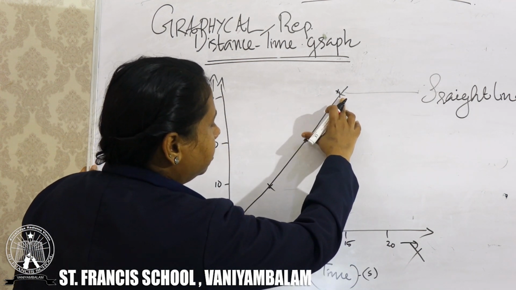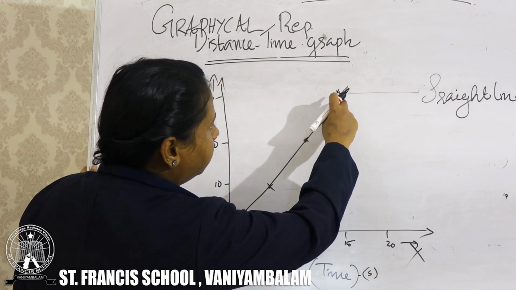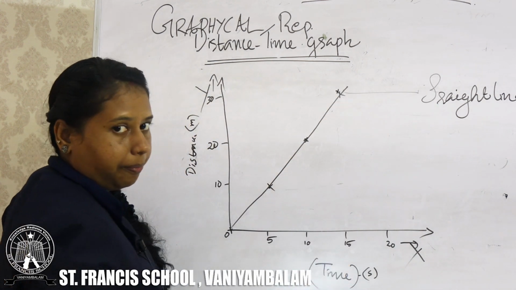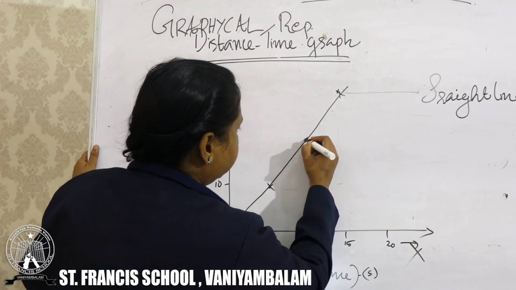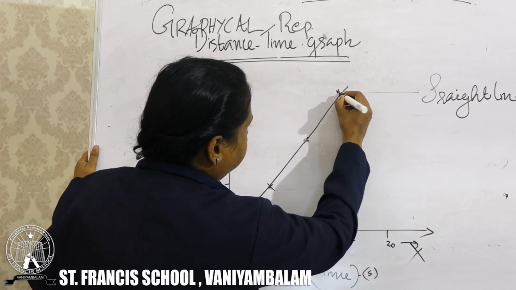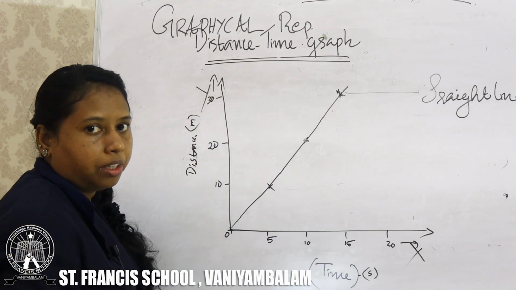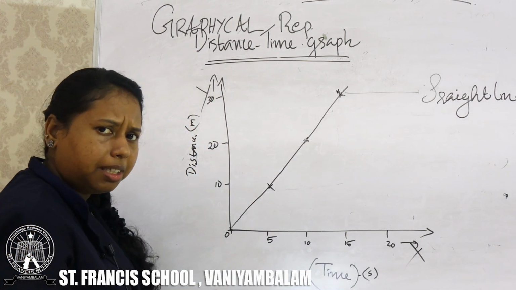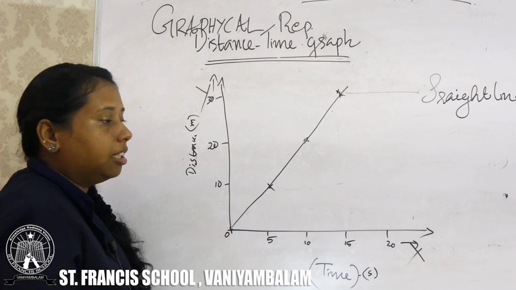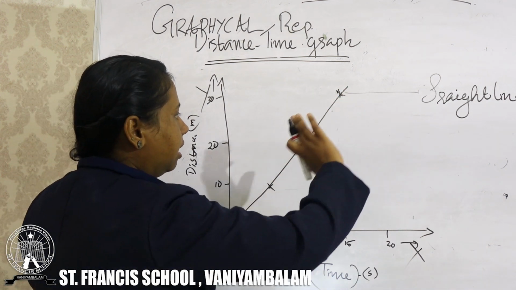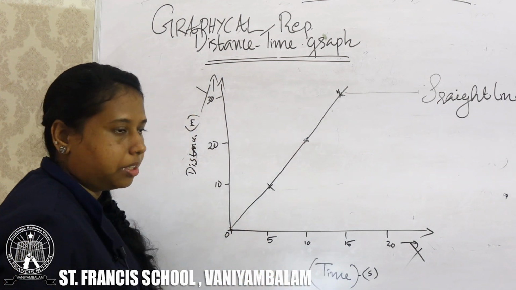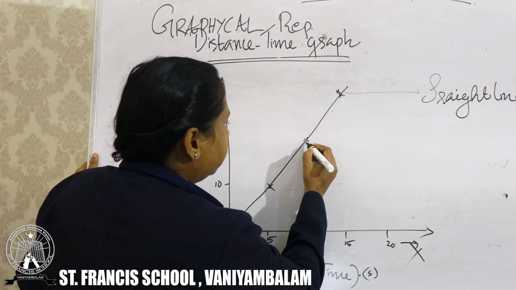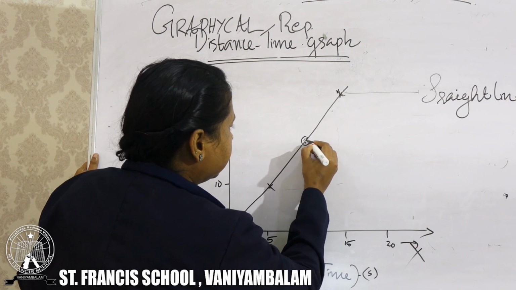join those points to these 2 axes. I'll explain. Suppose I am selecting these 2 points. Randomly we are selecting; there is no rule to select. We can select any 2 points from this straight line. That's enough.